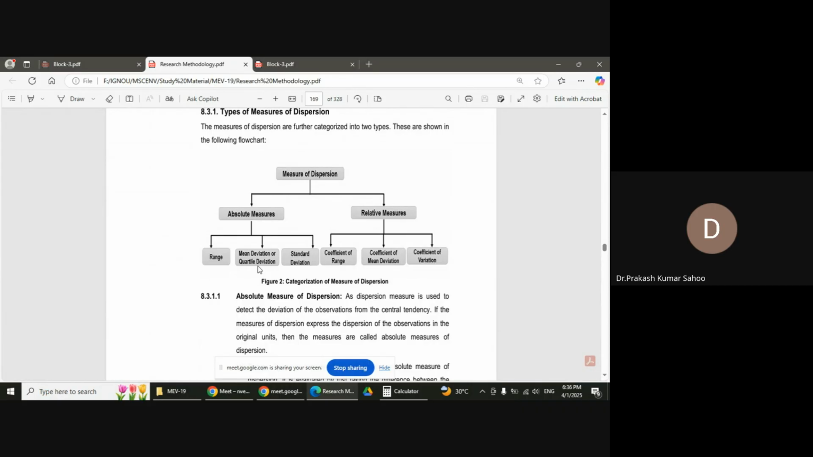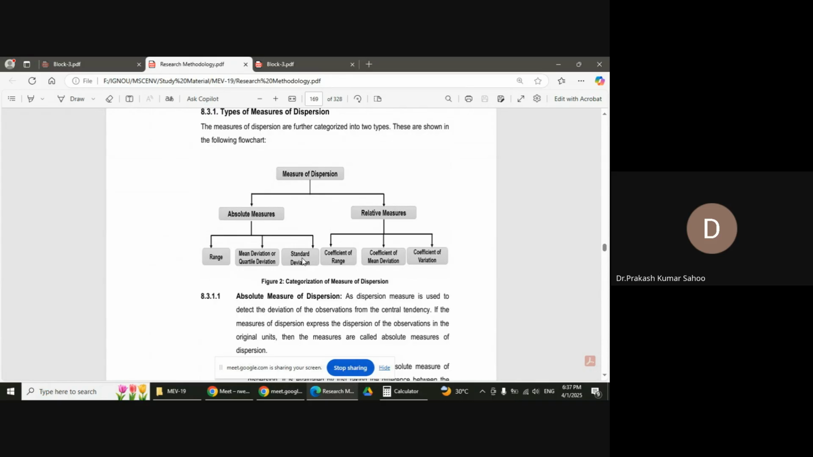If I have, let us say, 20 data points, then my Q1 will be up to 5, then Q2 will be 6 to 10, Q3 will be 11 to 15, and Q4 will be 16 to 20. So like this, I have to find out the quartile deviation, that is Q1 to Q4. Then standard deviation means, from the mean value, how far my collected data is deviated. And all these things, the range, mean deviation and standard deviation, are under your absolute measures.